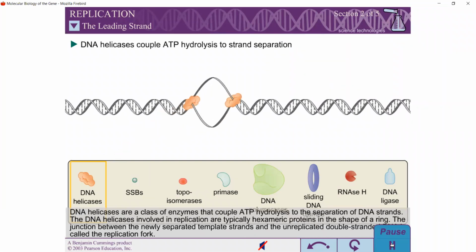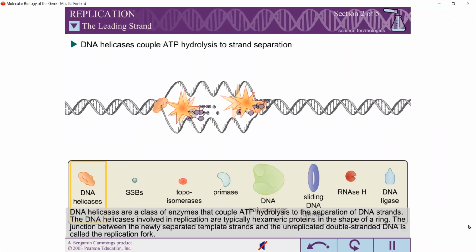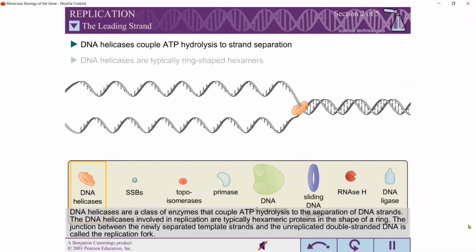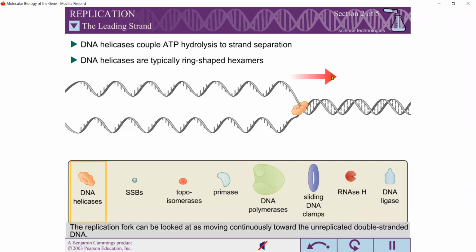So now coming to the first of the enzymes, that is helicase. As you can see, the DNA helicase is actually catalyzing the separation of the two strands of DNA. This enzyme binds to and moves in one direction along the single strand. So it has a directionality.